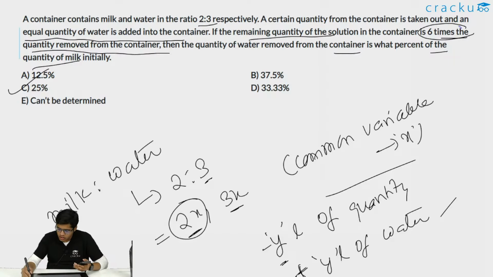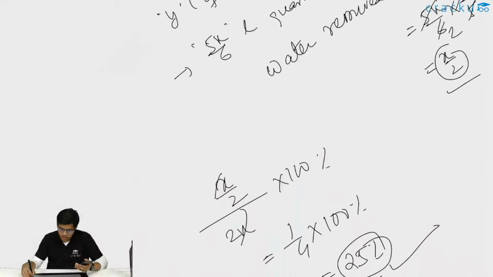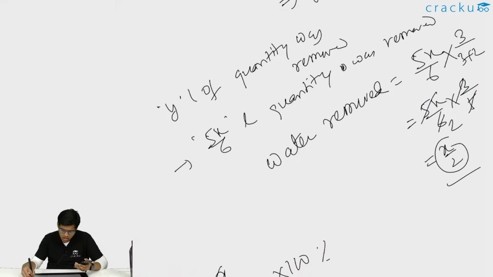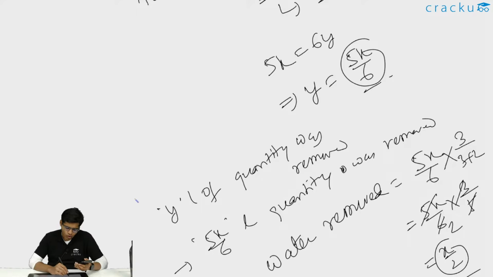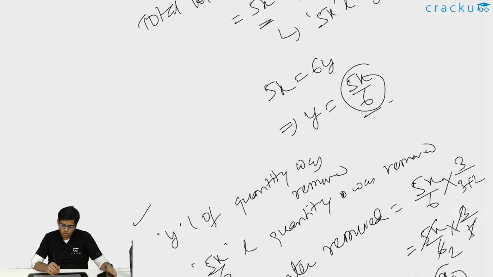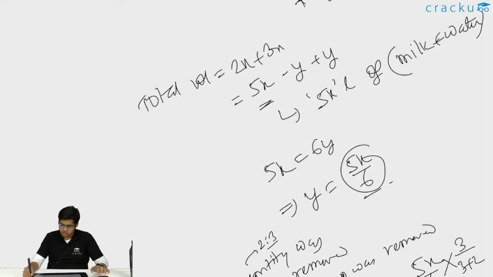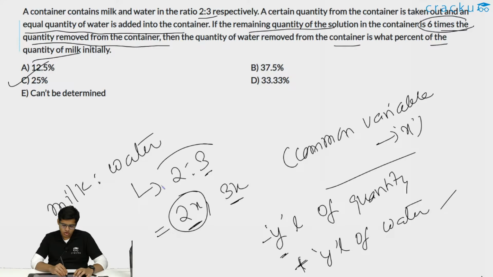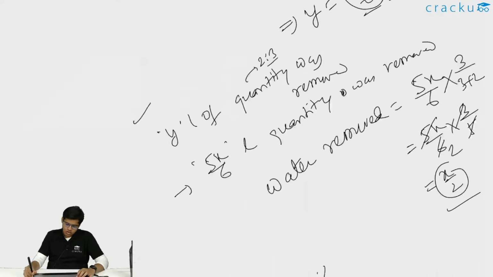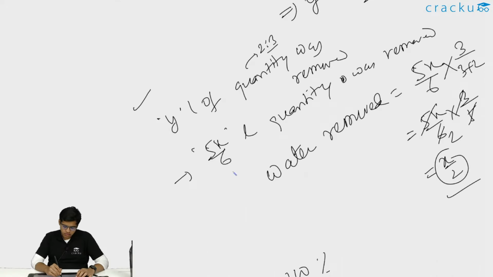Okay, quantity of water at the end. See guys, what is quantity of water at the end? So see, y liter of the mixture was removed, right? Now it is given, now in this quantity removed, what is the ratio of milk and water? 2:3 only, right? It will maintain this ratio only. So if total quantity 5x by 6 liter is removed, in which milk is to water is 2:3.